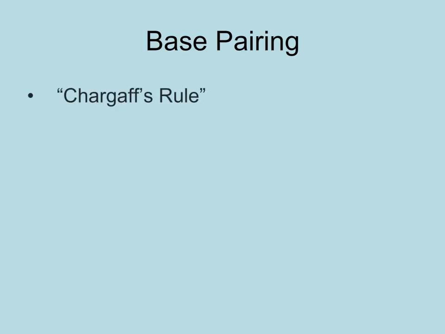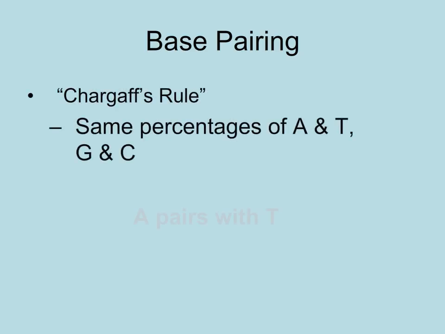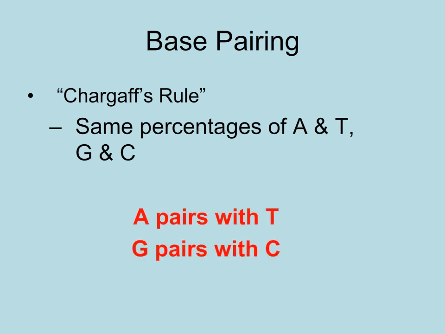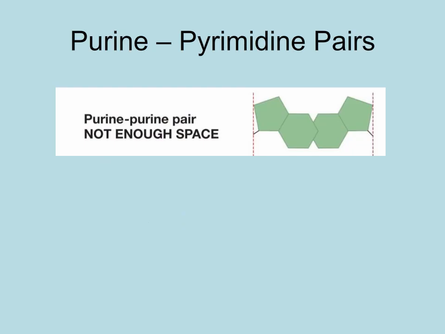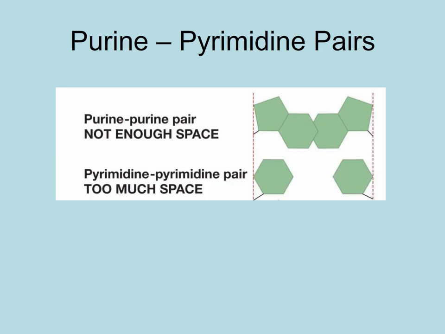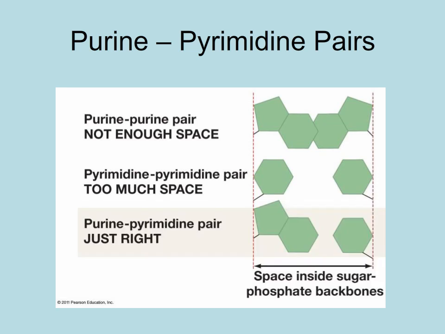These bases pair with each other, but only in very specific combinations according to Chargaff's rule. Chargaff discovered that DNA contained the same amount of adenine as thymine and the same amount of guanine as cytosine. He concluded that adenine paired with thymine and guanine paired with cytosine. This is due to a few reasons. The first is spacing. A purine-purine pair would be too wide and couldn't bind due to the overlap. 2 pyrimidines would not come close enough to each other to form bonds. But a purine-pyrimidine pair is just right to form bonds.